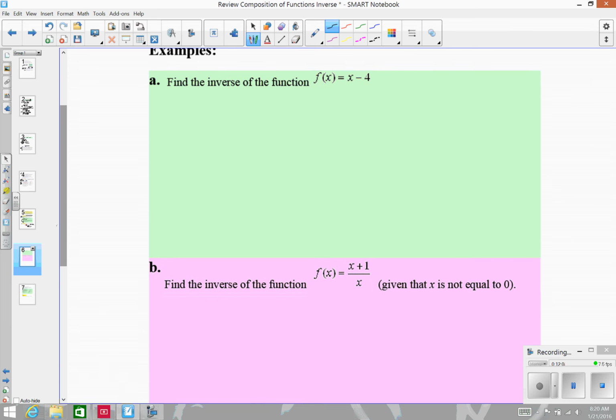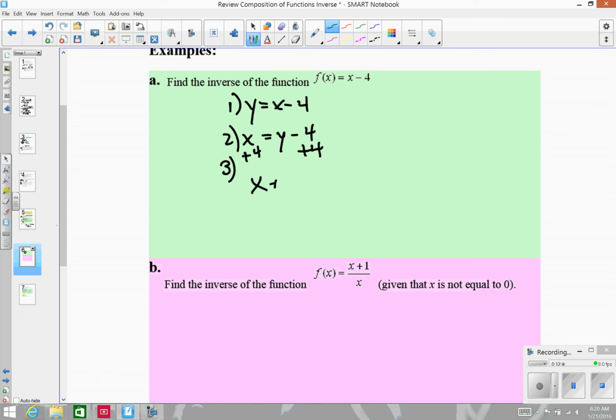First one, just a linear equation, f of x is equal to x minus 4. First step is replace that f of x with y, so I'm going to write y equals x minus 4. Second step, swap your x and y's, so I'm going to put in x equals y minus 4. Next, third step, I want to solve for y, or get it by itself. This one is pretty straightforward. Add 4 to both sides.